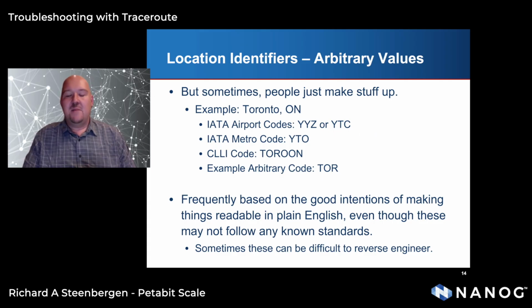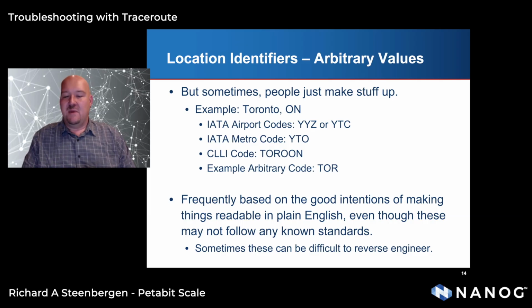So here's an example where you might use an arbitrary value. Toronto, Ontario in Canada. There are 2 IATA airport codes: YYZ, which is the big one, and YTZ, the smaller airport downtown. But the metro code for both of those is YTO. And you could look at those and think that none of them is terribly convenient for an end user to know what the heck that means.